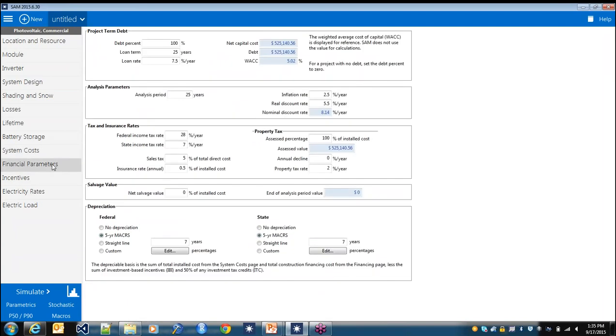We'll go ahead and leave other things like financial parameters alone, just to point out that you can do things like analyze the system cost by taking out a loan. You can look at inflation. You'll want to look at the real discount rate, because we're going to be looking over a 25-year period, and in that period the time value of money becomes important.